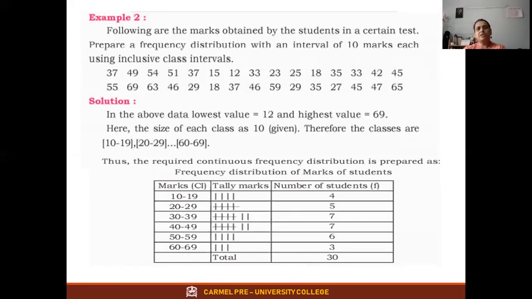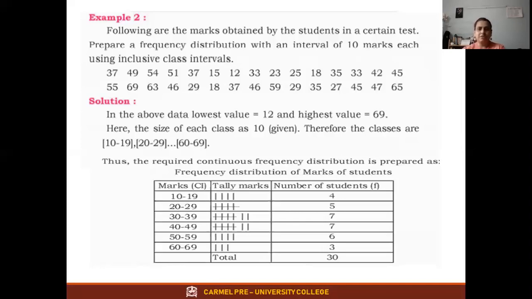intervals? Width of 10. Inclusive class intervals, width becomes 10, 10 to 19, 20 to 29. For inclusive, it is 10. But here it looks like the width is 9. But when you convert it to exclusive, the width will be 10. Okay, so remember, with an interval of 10 marks each, using inclusive means it is not 10 to 20, 21 to 30. No, it becomes 10 to 19, 20 to 29, since there is a gap.